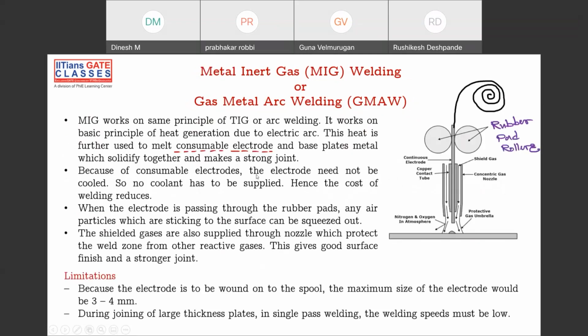Now let's proceed with the next one, that is gas metal arc welding. It's also known as metal inert gas welding or gas metal arc welding. So what is metal here? What is inert gas here? All these things we'll discuss. It's a very simple setup. I'll just zoom in and show you.